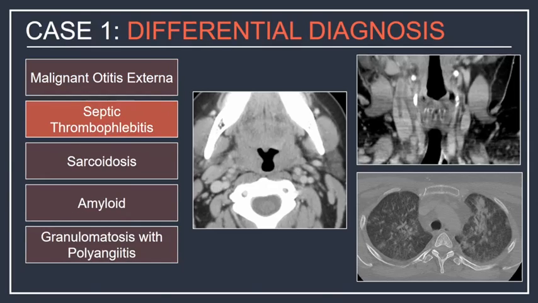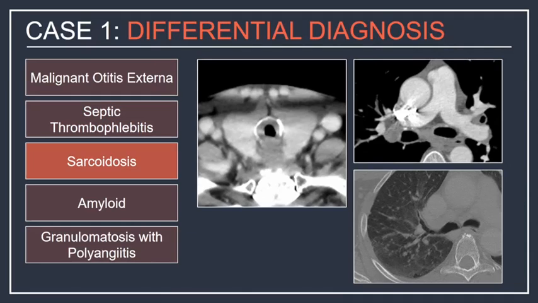They also considered septic thrombophlebitis because they thought the patient had complications related to mastoiditis with concomitant pulmonary infection. We see in this example, however, that you would expect to see venous thrombosis, which was not present in our case. Sarcoidosis is definitely an additional consideration, particularly because of the airway involvement and the lung involvement.